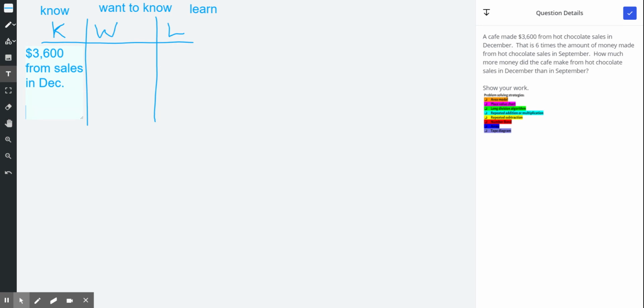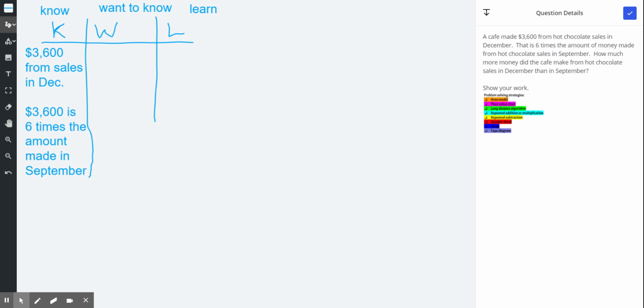All right, and we also know from the second sentence that it is 6 times. So in other words, $3,600 is 6 times the amount made in September. This is all provided to us in the problem itself, from the first sentence and the second sentence. Let me just make my little chart a little bit longer there.